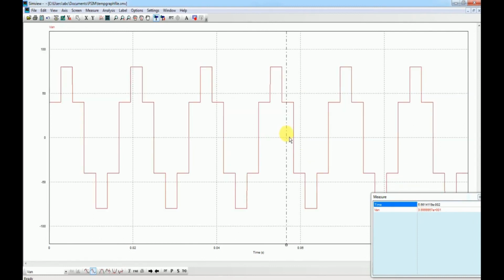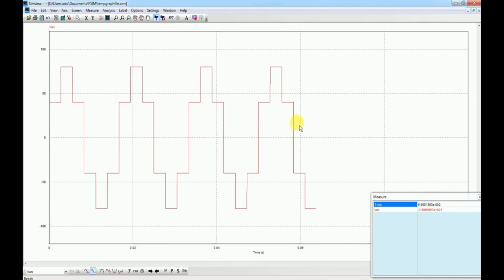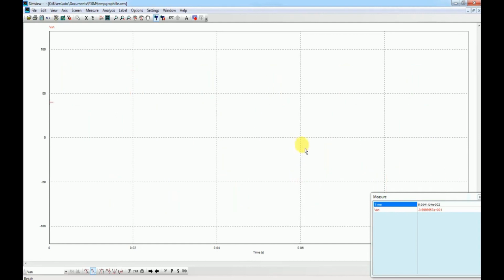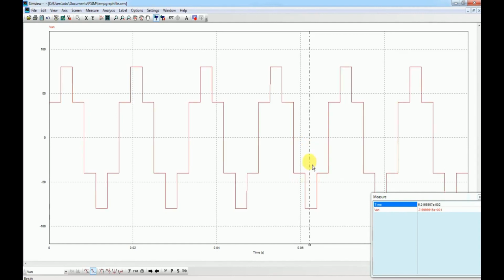And thereafter we again reach 1/3 of the VDC, that is equal to 40 volts. The same is the case with the negative half cycle. You can see here this is minus 40 and this is minus 80, and thereafter it again reaches a value of minus 40.